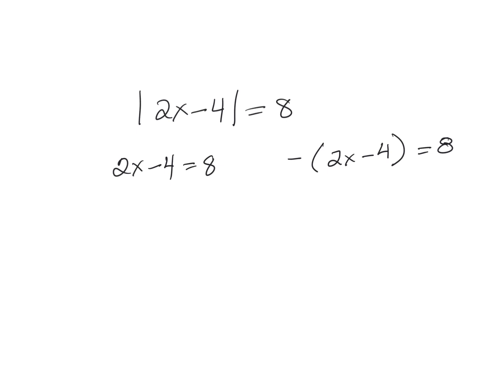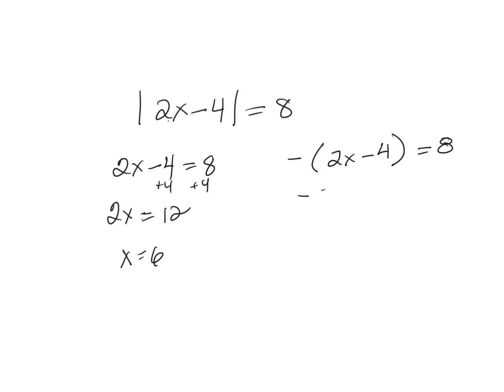To solve for your first equation, just ignore the absolute values and solve it like normal. The second equation, bend the absolute values and put a negative in front. You won't go wrong if you do that. So add 4 to both sides. X equals 6. 12 minus 4 is 8. The absolute value of 8 is 8.